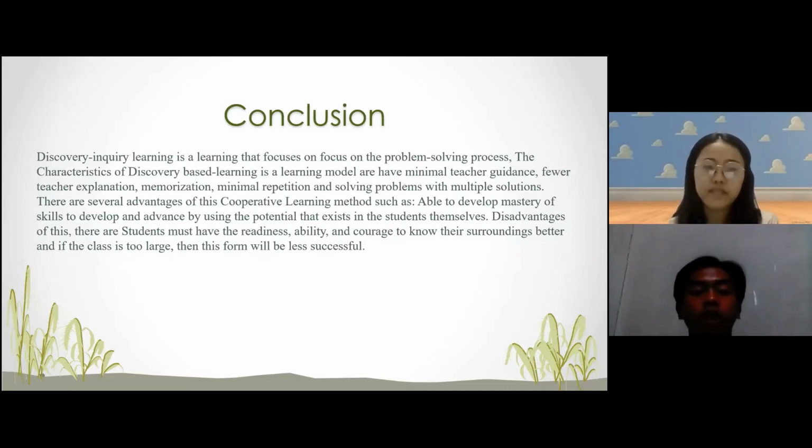There are several advantages of this learning method, such as being able to develop mastery of skills and to advance by using the potential that exists in the students themselves. And the disadvantage of this method is that students must have the readiness, ability, and courage to know their surroundings better. If the class is too large, then this form will be less successful.